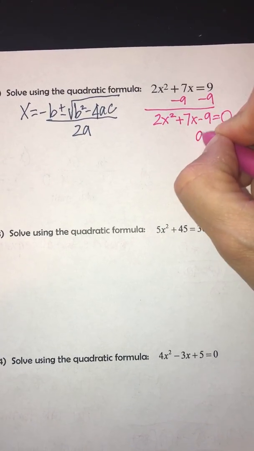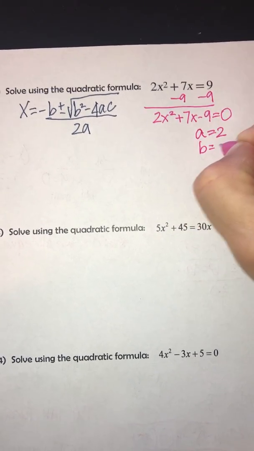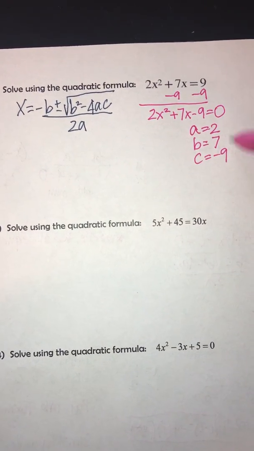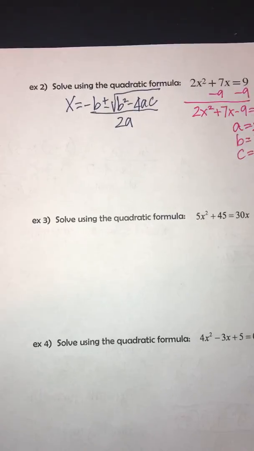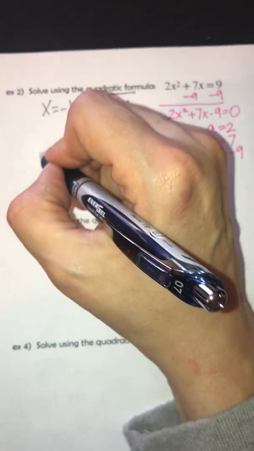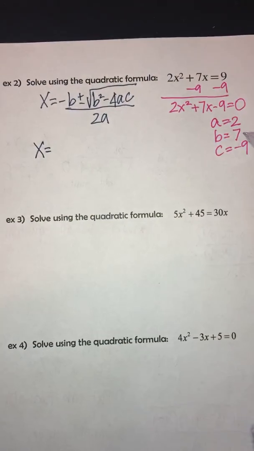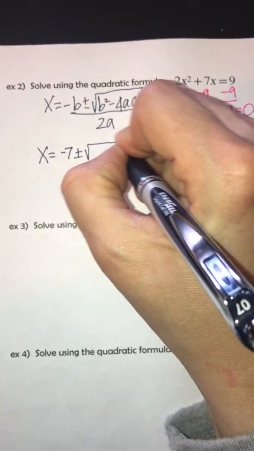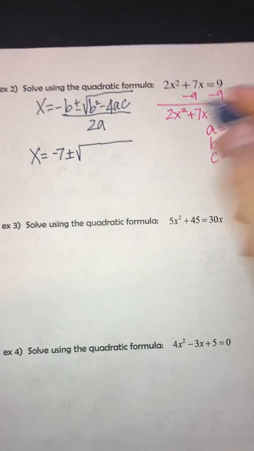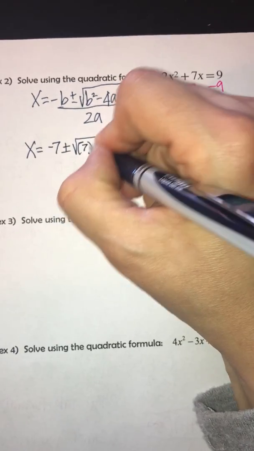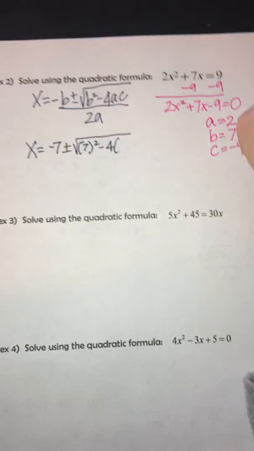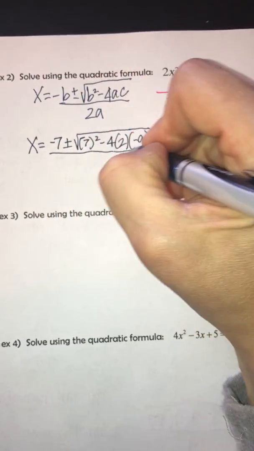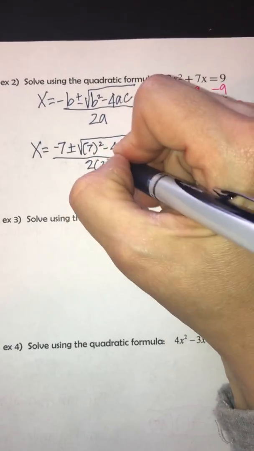So again, my A is 2. My B is 7, my C is negative 9. So I listed those out. That's going to allow me to put this all into our formula. So opposite of B, so negative 7 plus or minus 7 squared minus 4 times A times C over 2 times A.